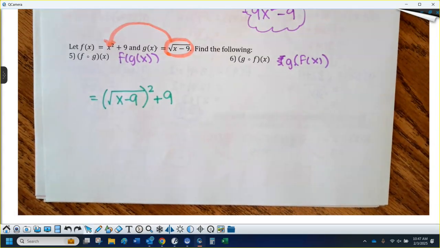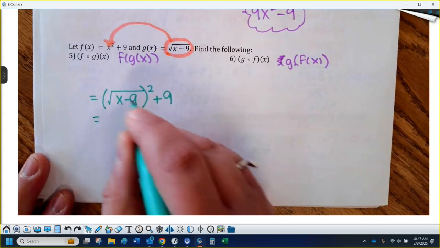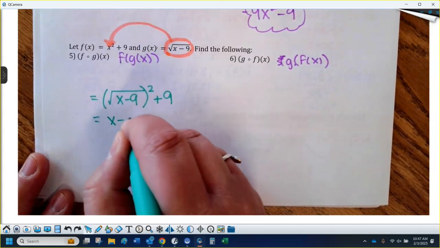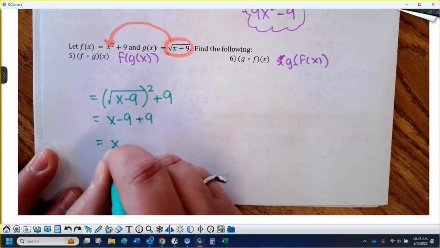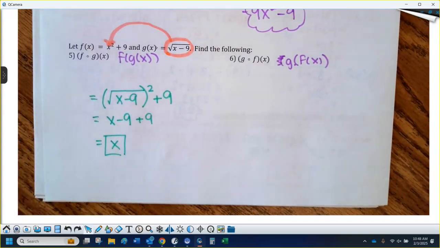Does anybody know what happens in that first term, algebraically, if the whole thing's under a square root and then it's squared? Cancels. Yeah, this is just a weird question. So the square root and squared cancel each other out. Now, you'd still be left with the x minus 9, and then we'd still be left with that plus 9 on the outside. And so this actually just simplifies to be x.